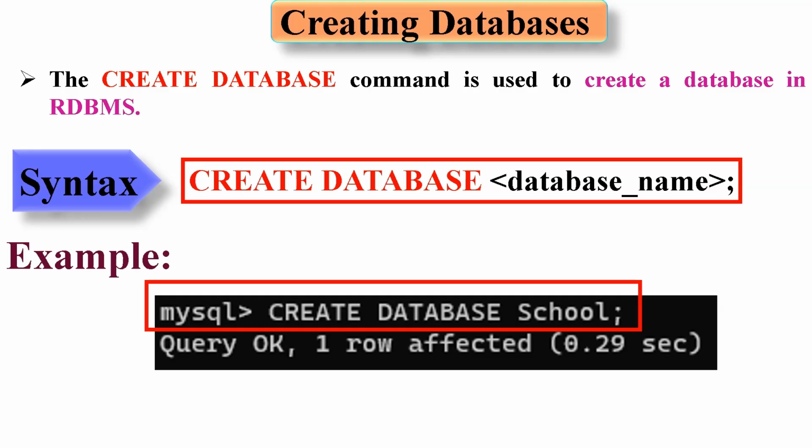The message query OK, 1 row affected, 0.29 seconds, typically appears after executing a SQL command in a database system like MySQL. It indicates that the query was successful, and it affected 1 row of data in this case, or it could also mean that a particular action was performed successfully. The 0.29 seconds represents the time taken to execute the query, measured in seconds. This message is a confirmation that the database operation was completed without errors and provides some timing information.